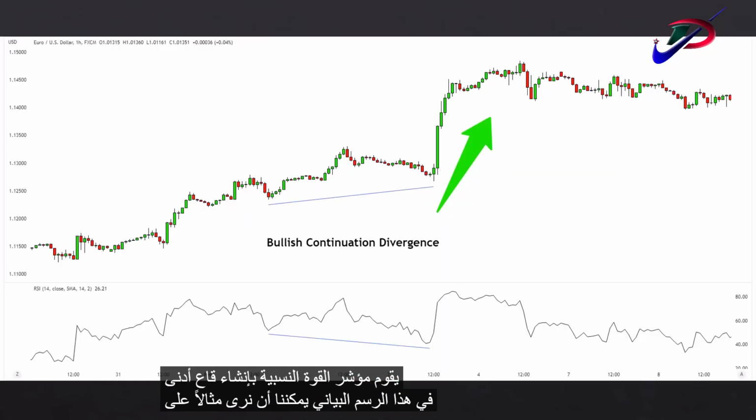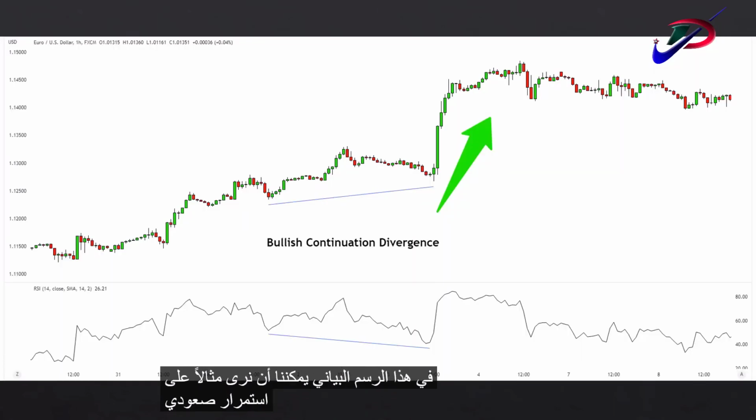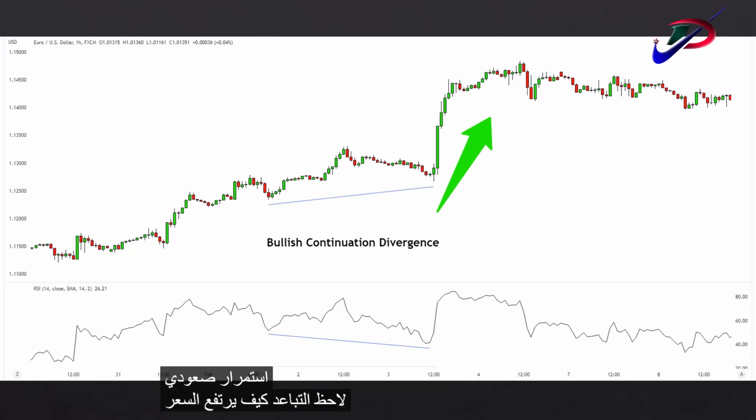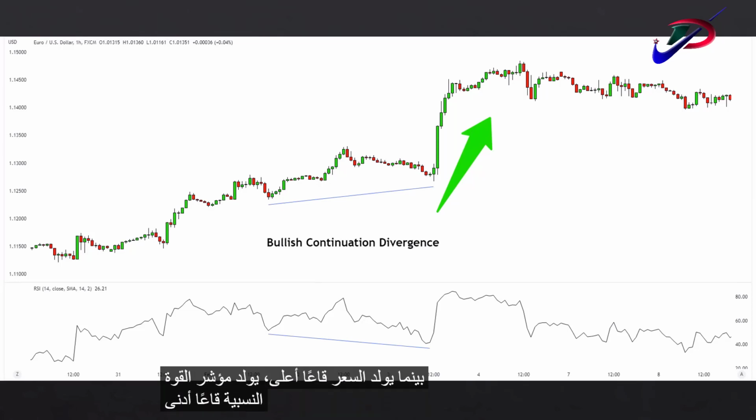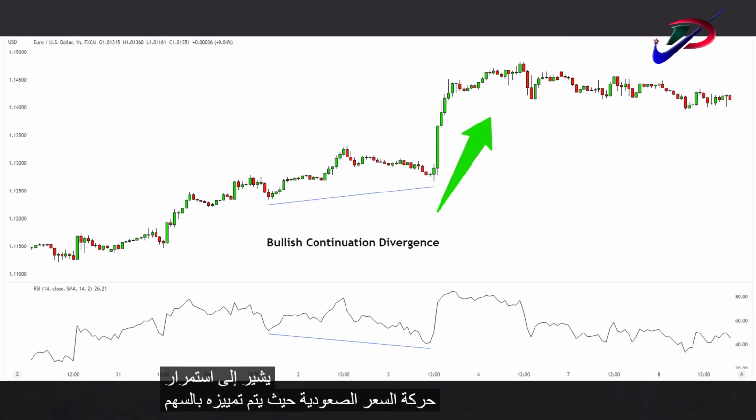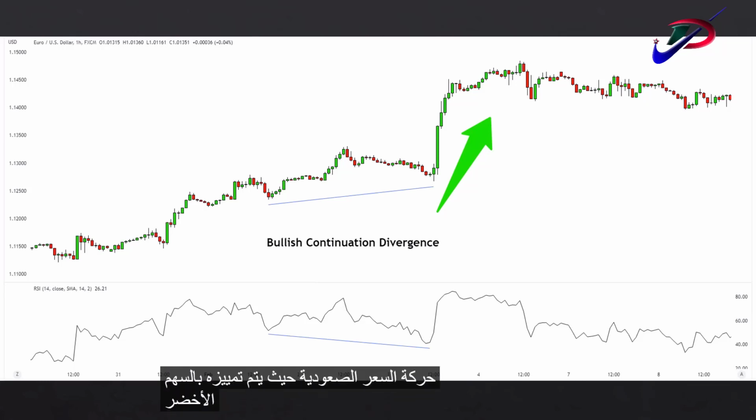In this chart, we can see an example of a bullish continuation divergence. Notice how price is going up and generating higher highs and higher lows. While price is generating a higher low, the RSI is generating a lower low. That signals a continuation in the upward price movement as it is marked by the green arrow.